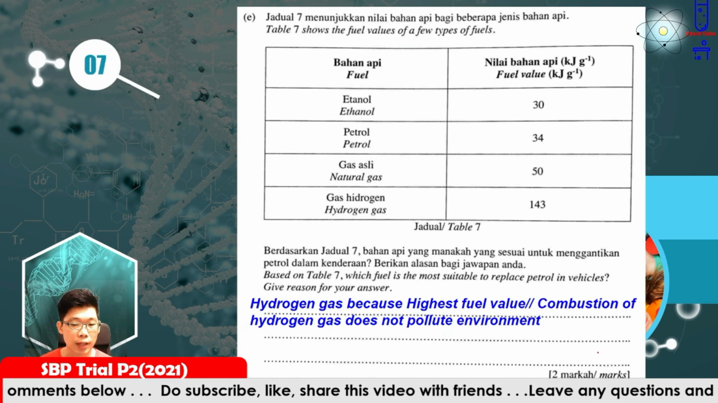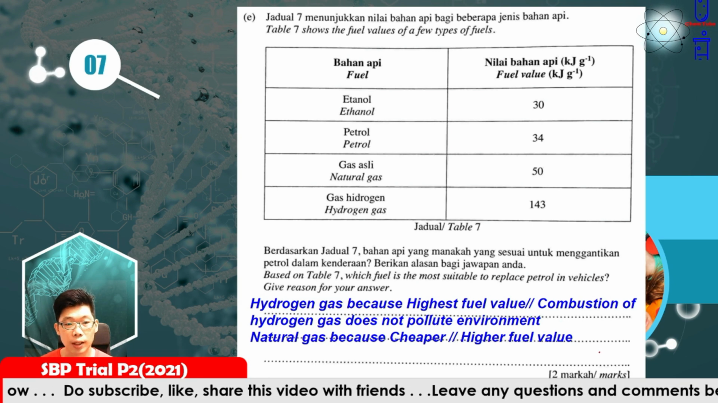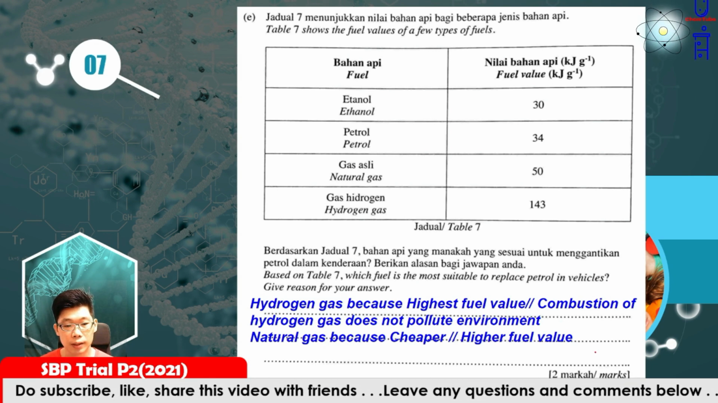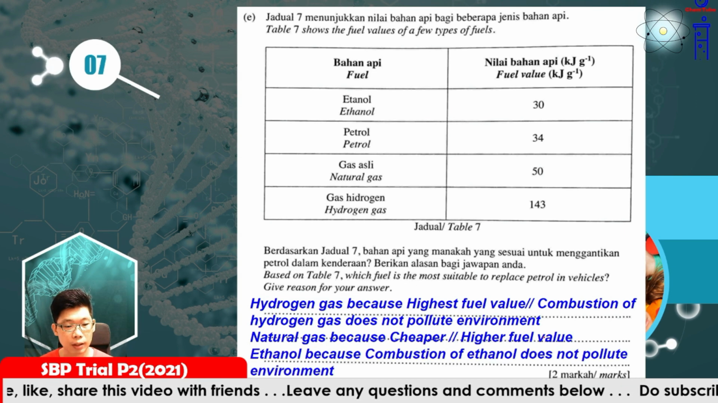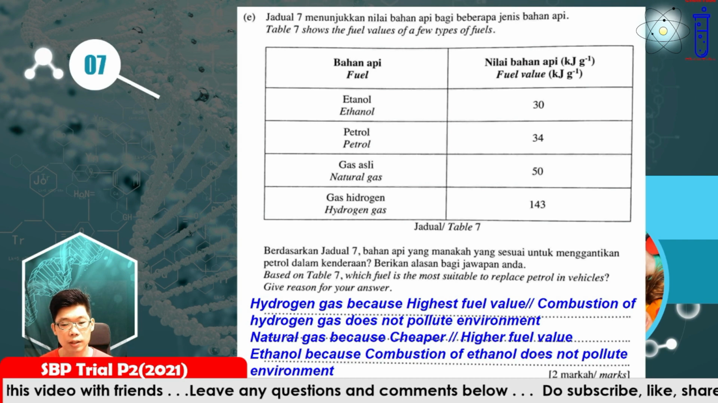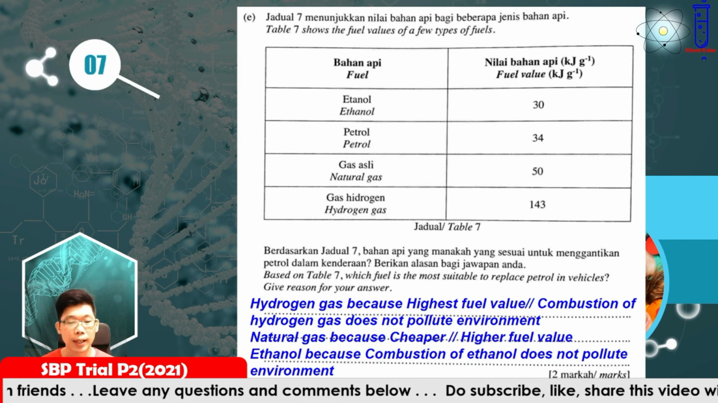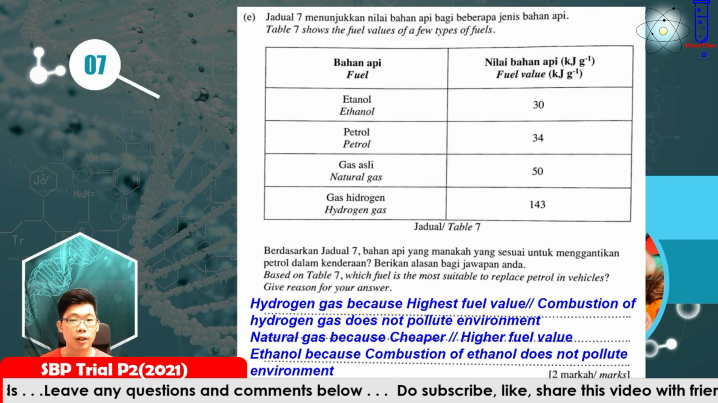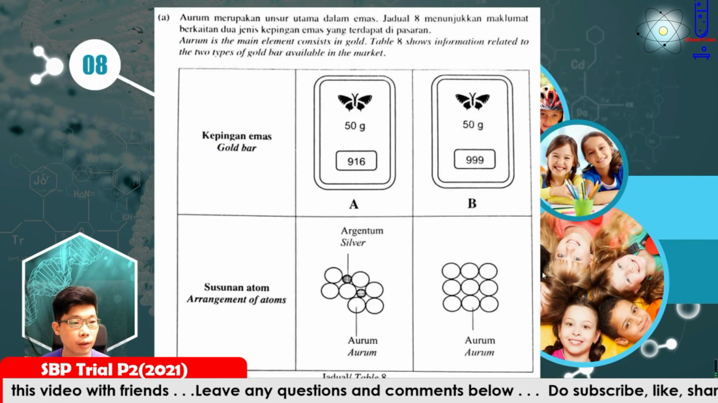Actually, you can choose another fuel, for example natural gas also can. Okay, why? Because it is cheaper or high fuel value. Okay, besides that, you also can choose ethanol, because the combustion of ethanol does not pollute the environment. Okay, so any one of these answers are accepted as long as your answer is logical. Okay, now we look into the question 8.